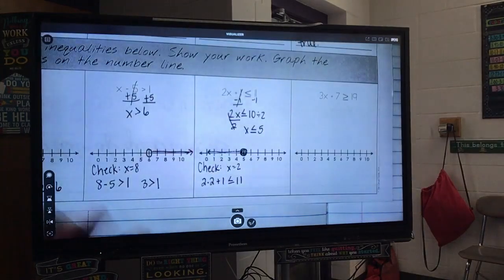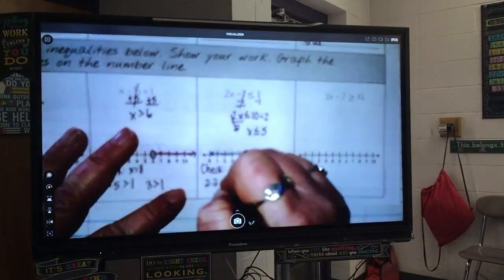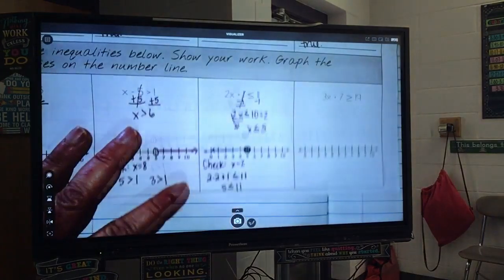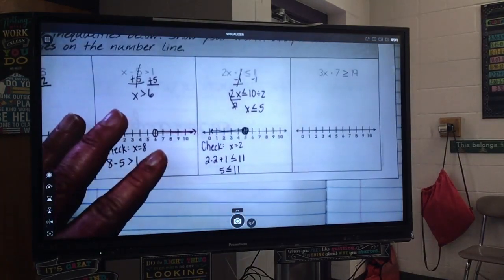Alright, so 2 times 2 is what? 4 plus 1? 5. Is 5 less than or equal to 11? Less than. So therefore, our statement is true, right?